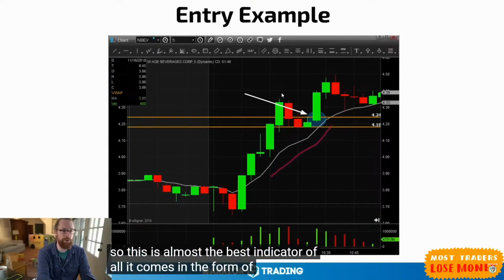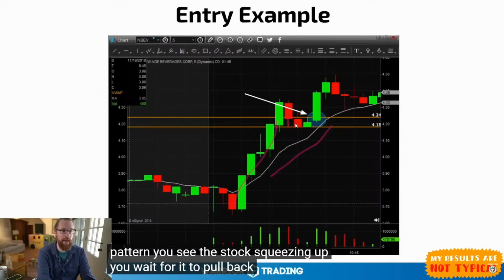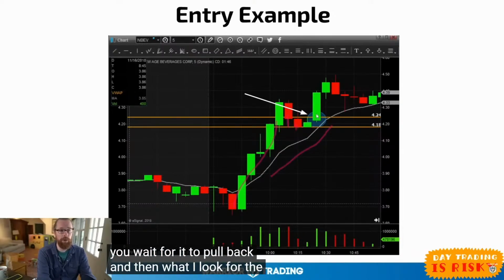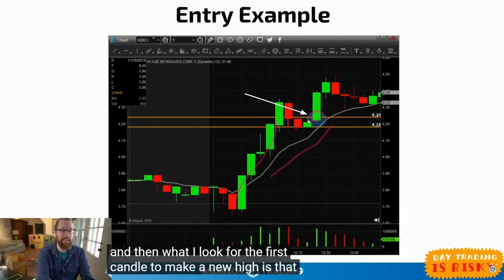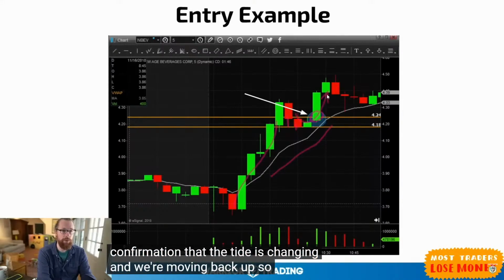So this is almost the best indicator of all. It comes in the form of the chart pattern. You see the stock squeezing up. You wait for it to pull back. And then what I look for, the first candle to make a new high, is that confirmation that the tide is changing and we're moving back up. So we're swinging back up.